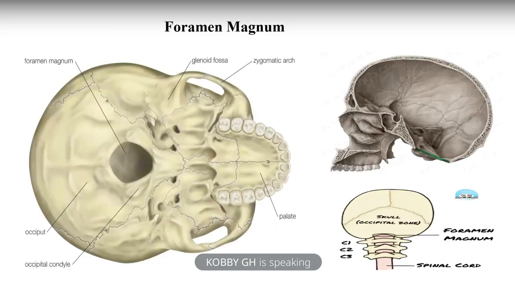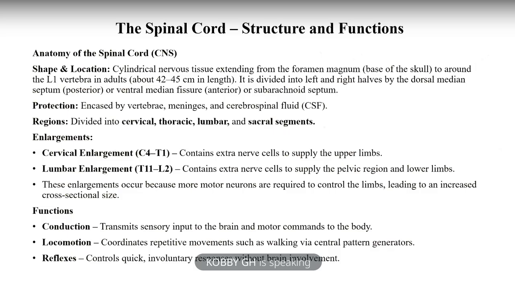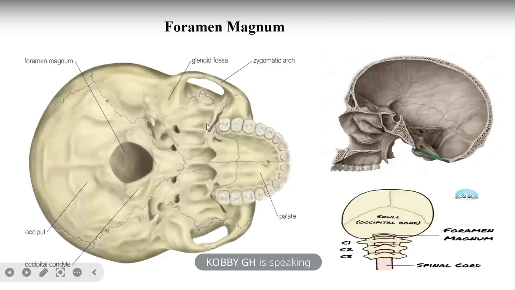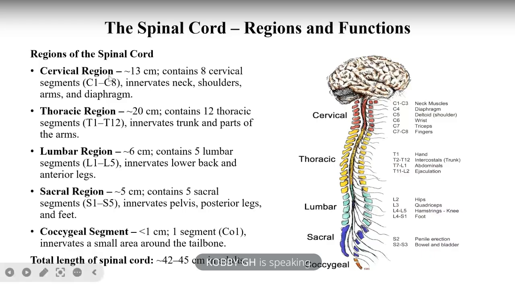Now, let me point out the key anatomical things we are interested in. One, know where the spinal cord extends from and know the shape of the spinal cord. Know where the spinal cord extends from: the base of the skull, specifically the foramen magnum. Again, know all the divisions of the spinal cord: the cervical region, the thoracic division, the lumbar region, the sacral region, and the coccygeal region or segment.